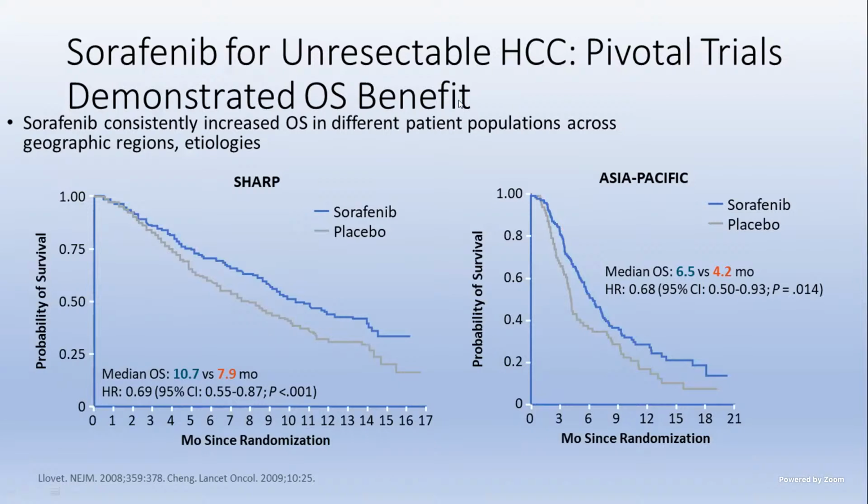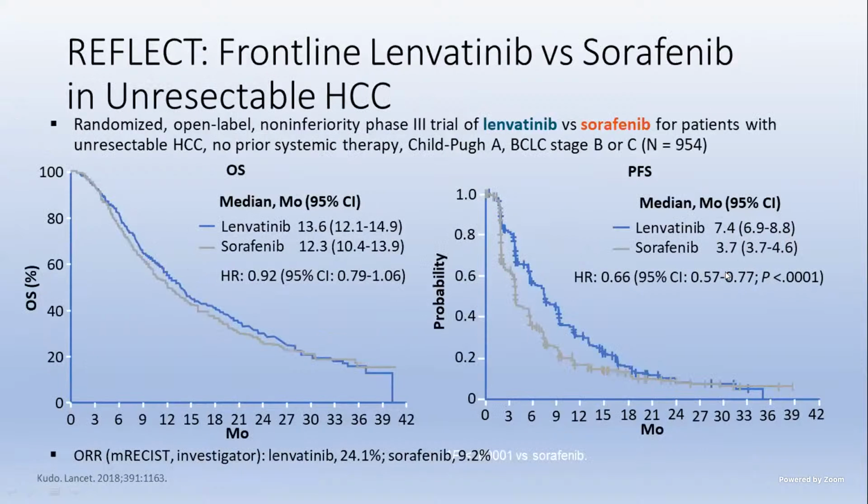If you see the pivotal trials for sorafenib in unresectable HCC, there are two trials, the SHARP trial and the Asia-Pacific trial, which showed that sorafenib is better than placebo, with a median overall survival of 10.7 months compared with 7.9 months with placebo in the SHARP trial. In the Asia-Pacific trial, median overall survival is 6.5 versus 4.2 months.